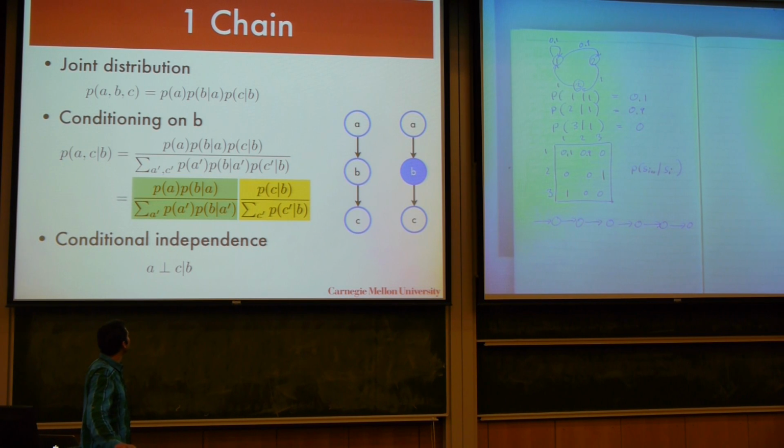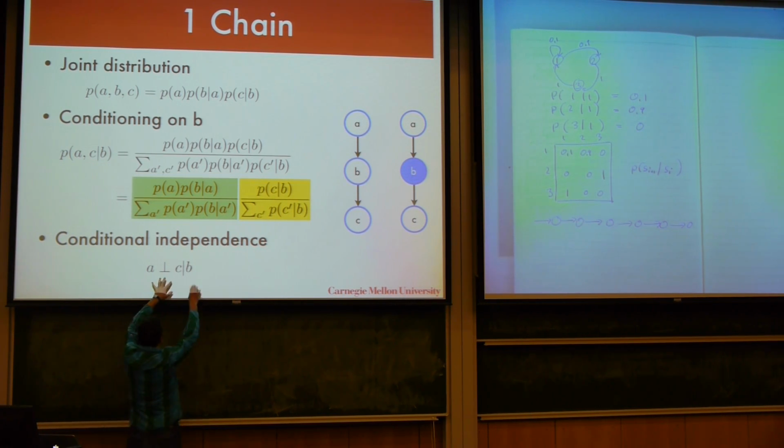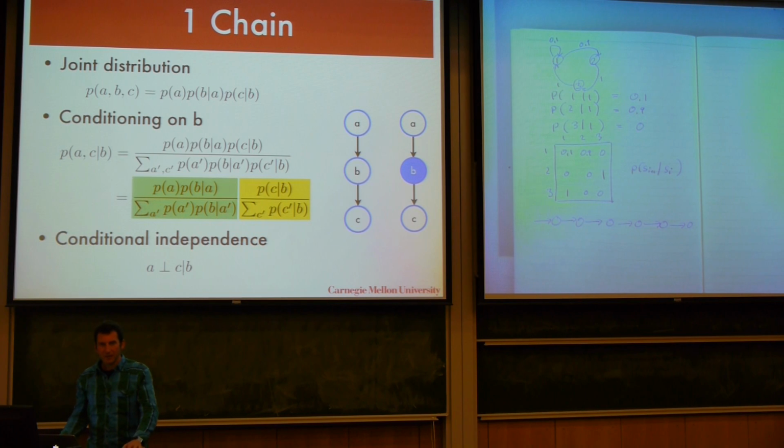Now once I have this, since I'm not summing over B, I basically get something that factorizes into an expression only dependent on A, and an expression only dependent on C. And this is just algebra. What that means is that conditioned on B, A and C are independent of each other. That's this expression here. Is everybody happy with that expression? It basically means conditioned on the present, the past and the future are independent of each other.